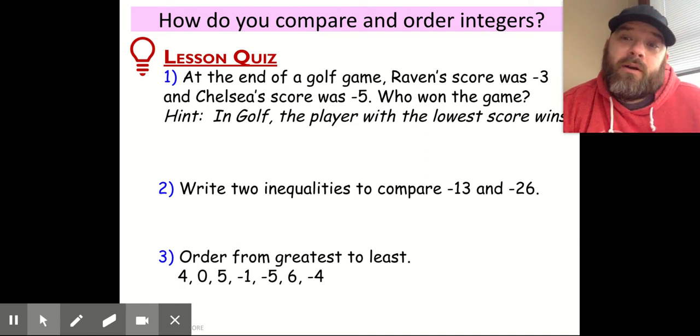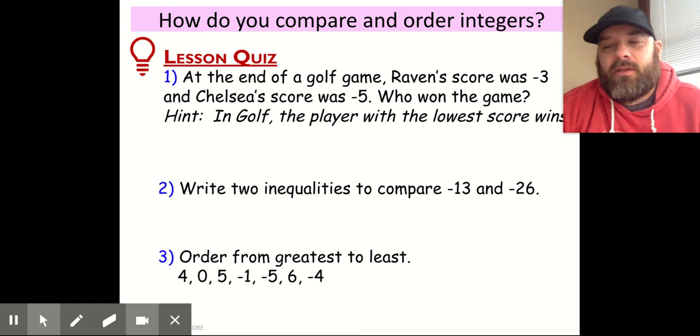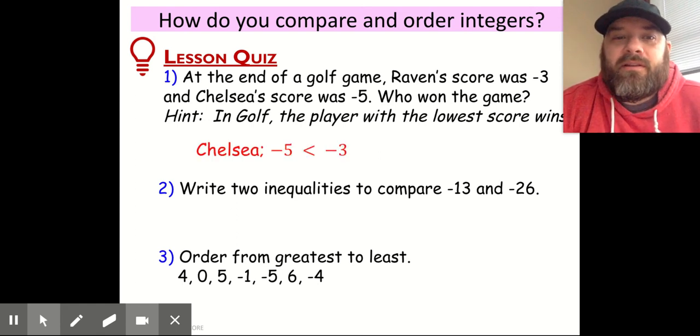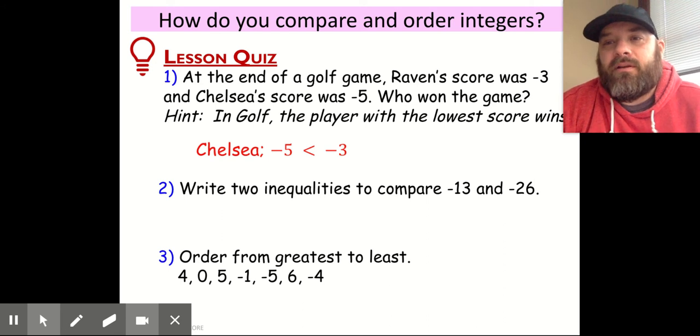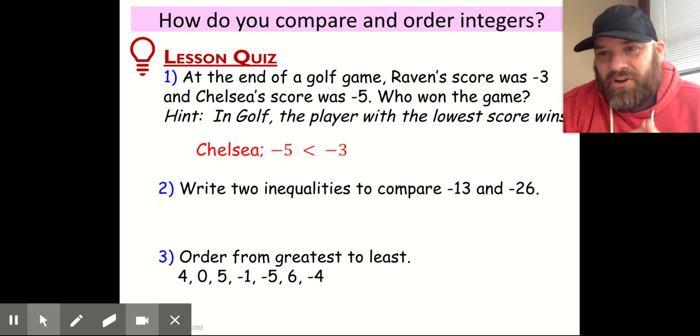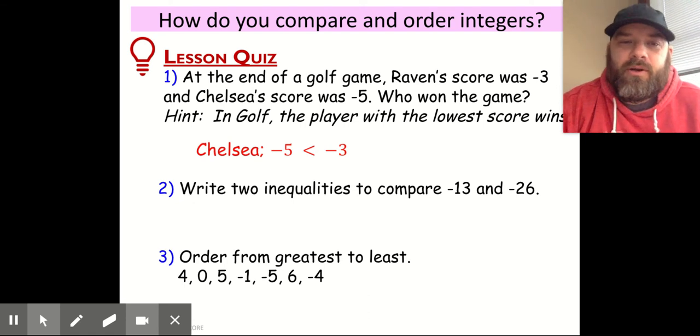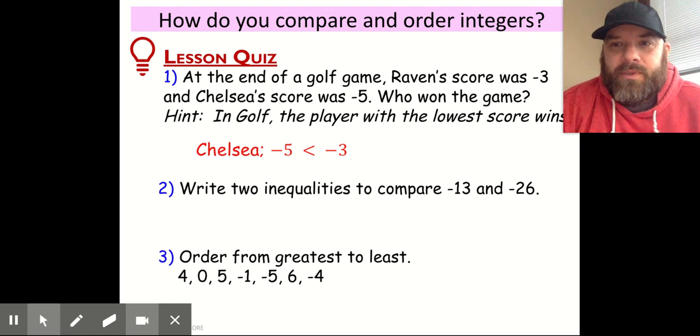So if we think about where -5 and -3 would be on the number line, -5 is going to be farther to the left. And so we would say -5 is less than -3. And then to answer our golf question, which isn't quite as important as getting the integer part right, Chelsea would be the winner because in golf, the lowest score wins.